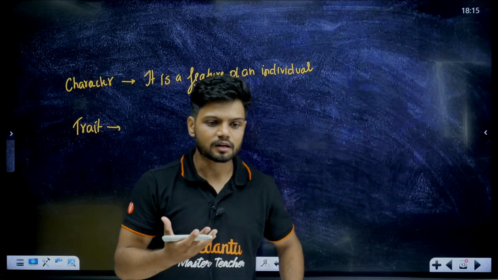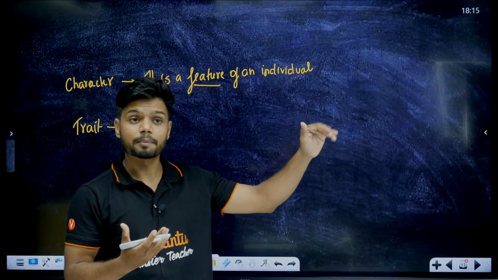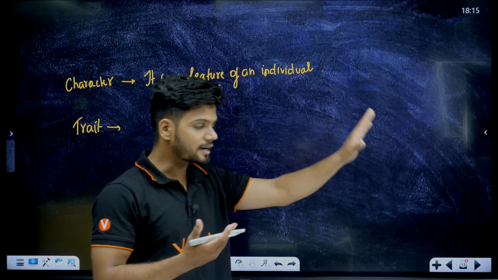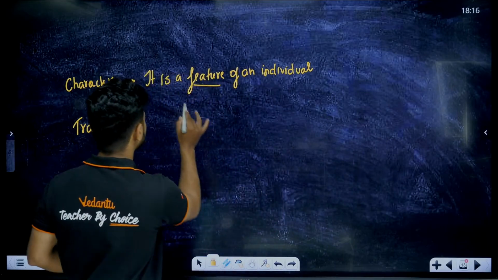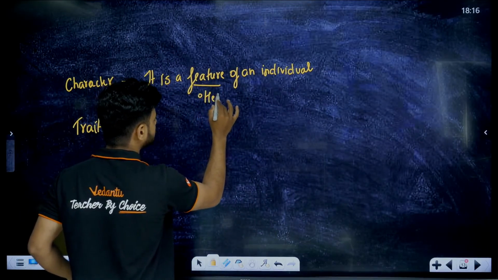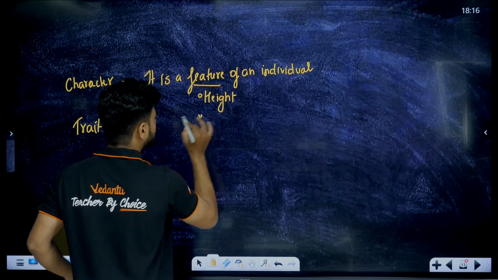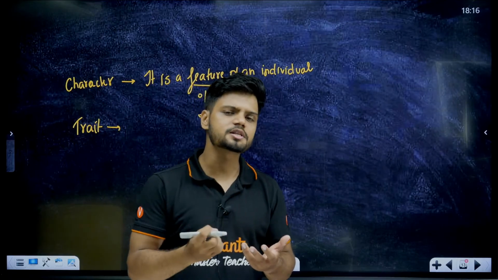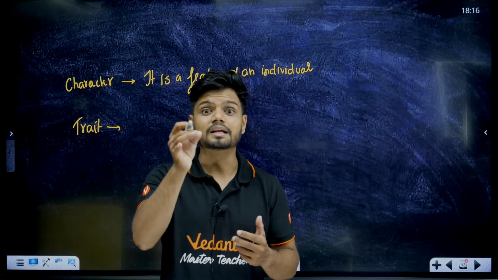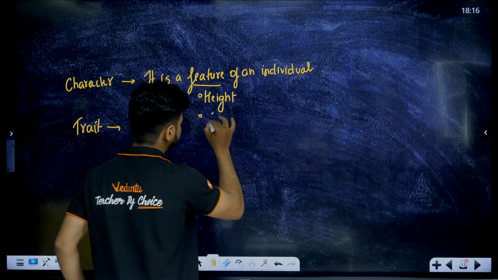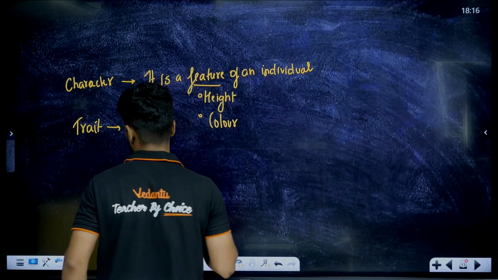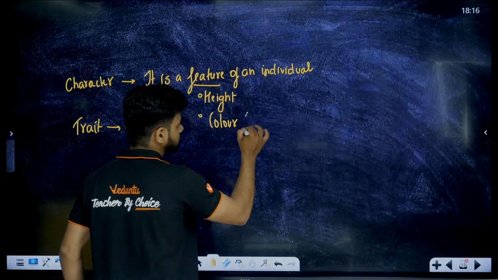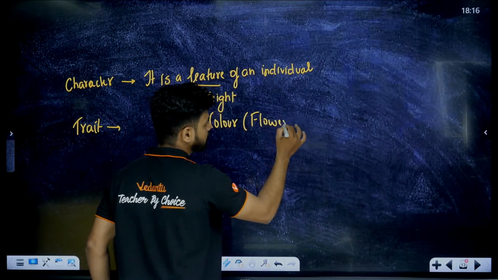For example, if I see someone, I'm like, okay, that person is very tall. When you look at someone, you observe their height, so height can be written here. If you look at a flower, the first thing you notice is which color it is, so color can also be written here. That is going to be a character: height or flower color.